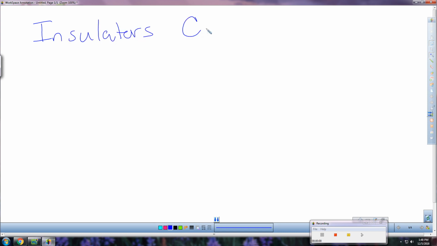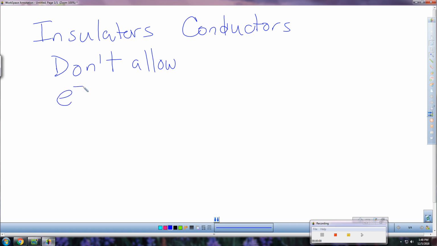First of all, we need to know the differences between insulators and conductors. And it's pretty simple, as Will said. Insulators don't allow things to flow through, so they don't allow those electrons to flow through. And I'm going to put a little abbreviation for electrons there. Conductors, however, allow electrons to easily move through a substance.